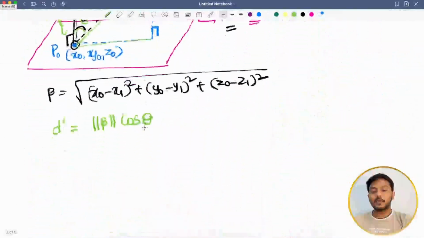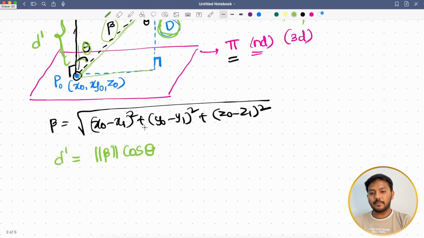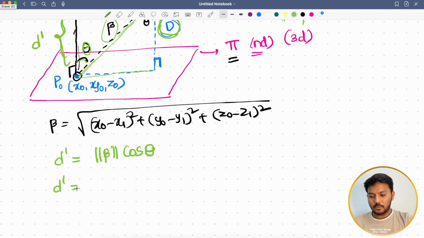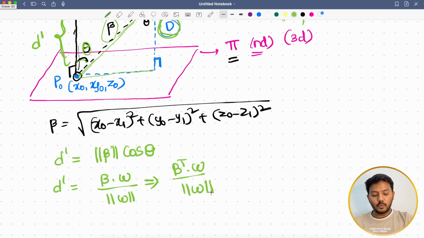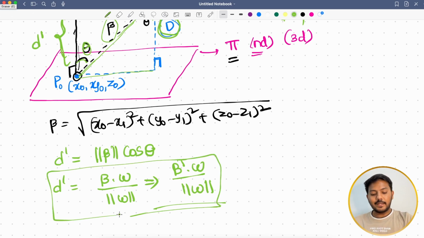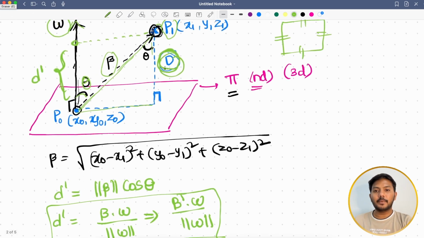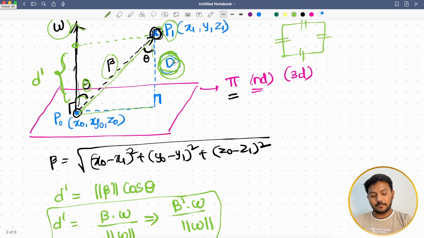So what I would do here is this would become something like this. D dash equals beta dot W by modulus of W. And if it is a dot product, I can write beta transpose dot W by modulus of W. So this is my distance of a point from a plane. Hopefully that is clear. Now let's generalize, and let's learn why we are learning this, because that is also something that matters, right?